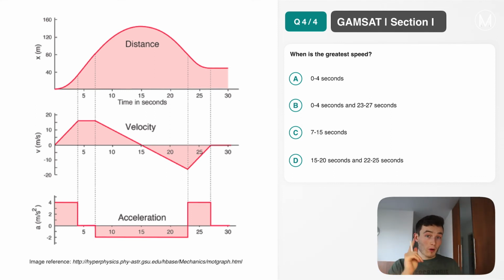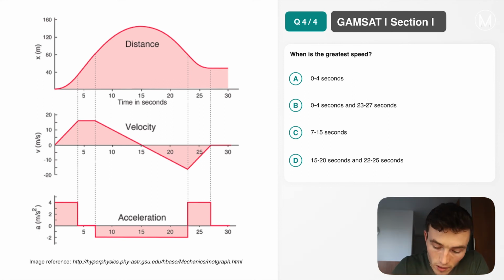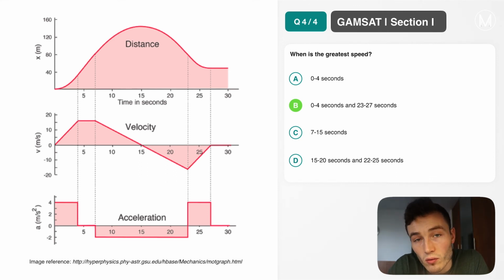be in either direction. But remember, speed doesn't have direction, so you can't say that the negative isn't the greatest speed. It doesn't have a direction, so the sign wouldn't be important anyway, just because it's a negative slope. So let's have a look at this. Indeed, it is 0 to 4 seconds and 23 to 27.